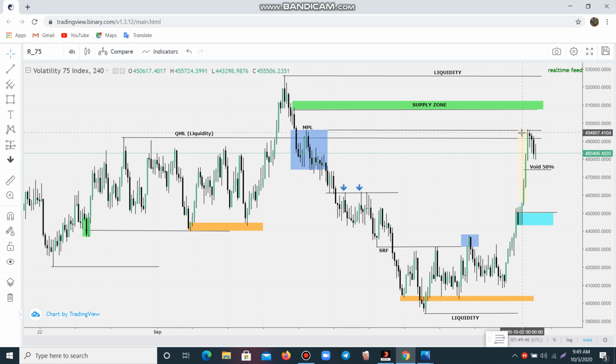Check where market is selling again. Market is selling again because we've got a QML that is here, liquidity, and this is the MPL, maximum pain level. They get again on this area. Do you see what is happening here? They touch this MPL, the liquidity on the MPL on top there. Then this is where they start selling.